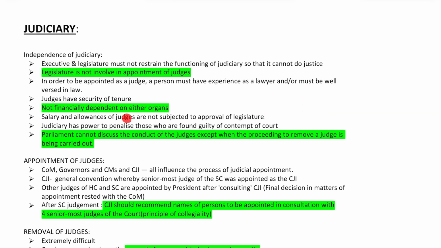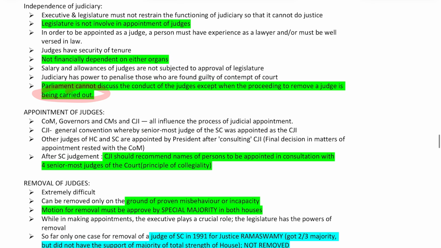The judiciary has power to penalize those who are found guilty of contempt of court. Then the Parliament cannot discuss the conduct of the judges except when the proceedings to remove a judge are being carried out. The appointment of the judges.